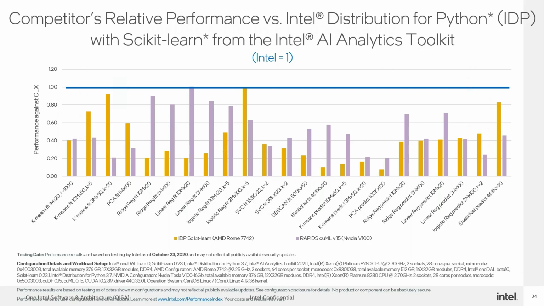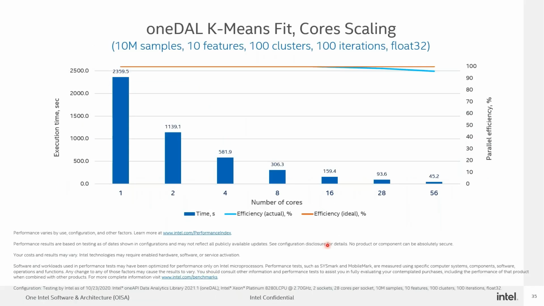Okay, then we will show the scaling ability of OneDAL. If we use only one core to do the workload, then it takes this amount of time. But if we double the core, making the number of cores 2, the execution time got halved. And if we double the core number to 4, the execution time also got halved.